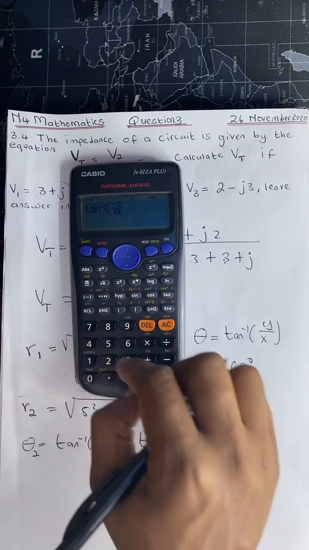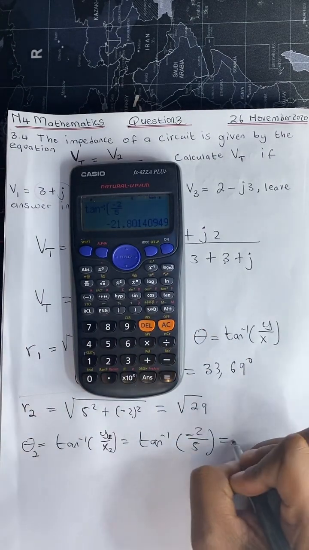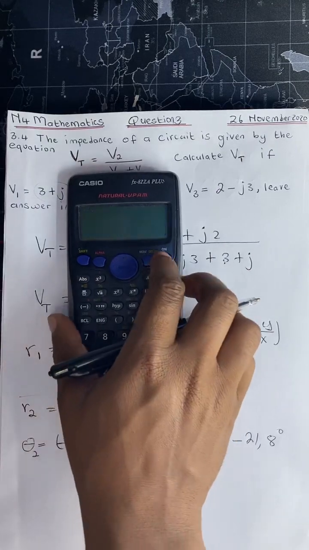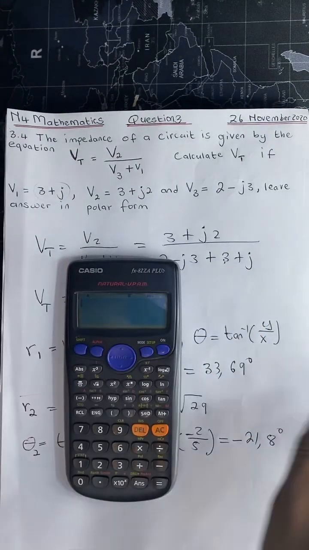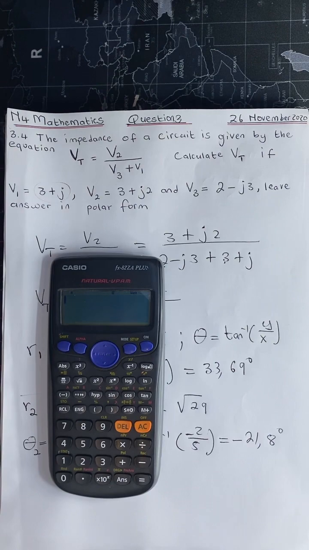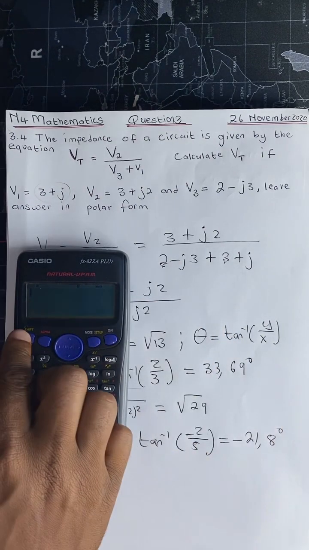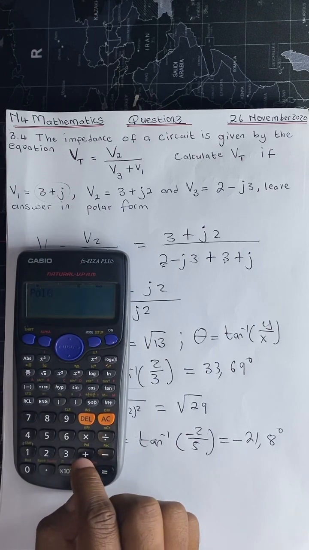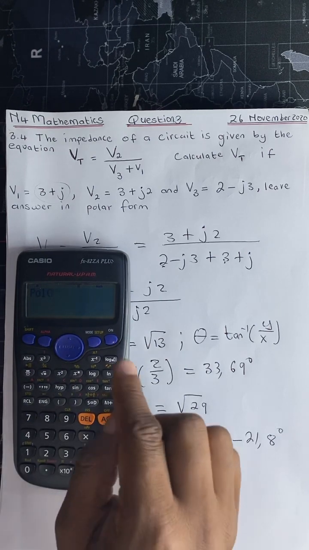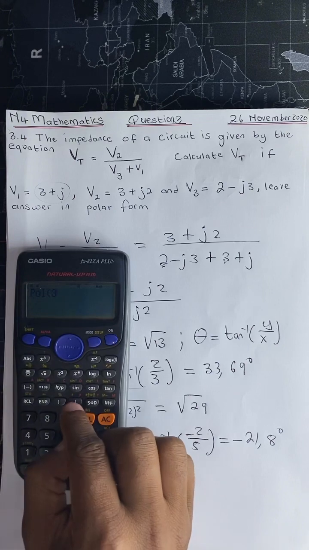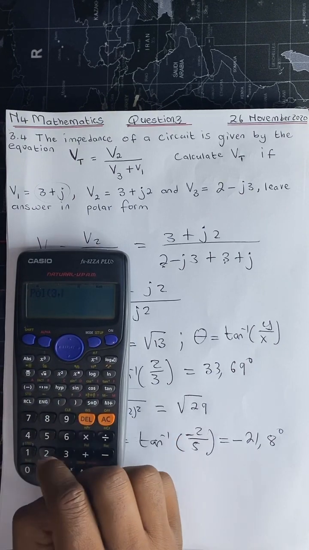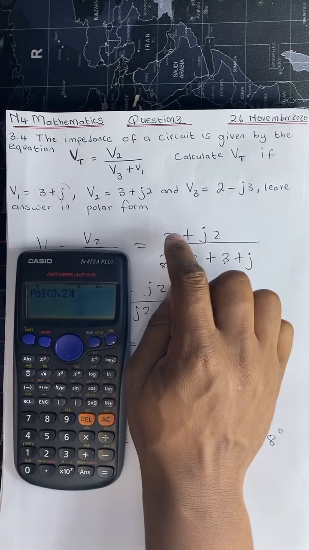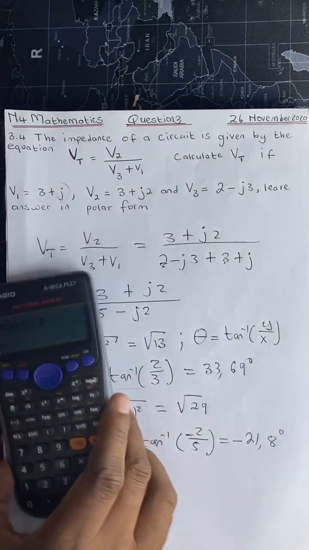Negative 2 over 5, and this will be equal to negative 21.8 degrees. So let's verify. We can use our calculator to determine this, but I'm not sure if you use it this way you'll get all the marks. So shift and the positive for pole on top, the 3, and then shift again, the closing parenthesis. You plug them in as they appear, the 3 and the 2, the 3 and the 2.